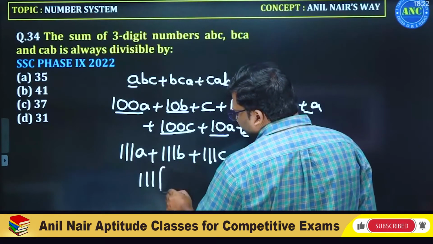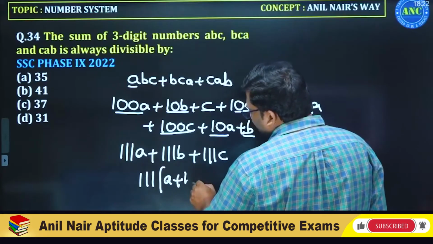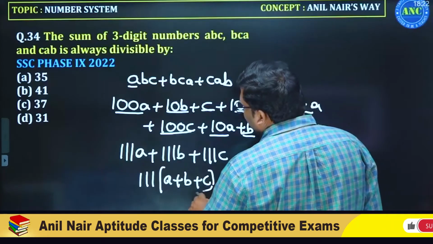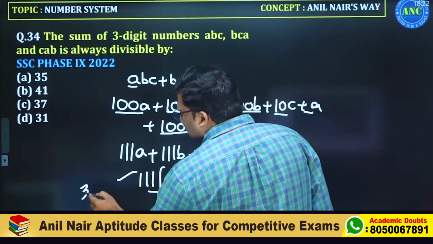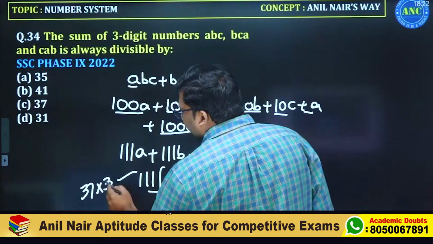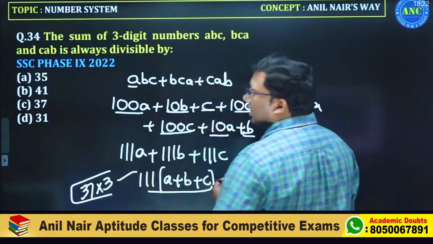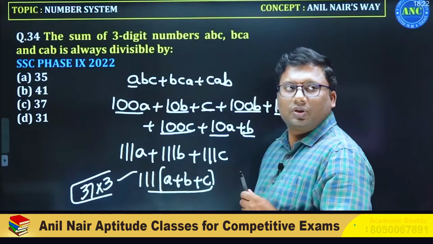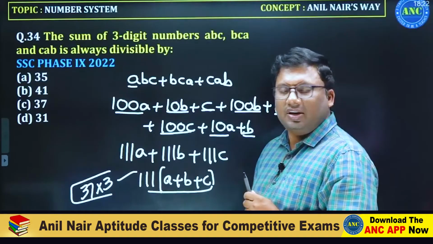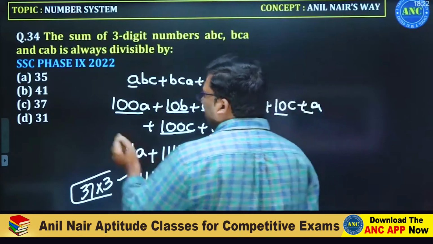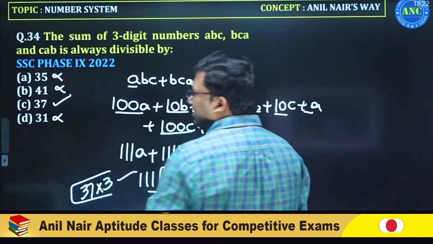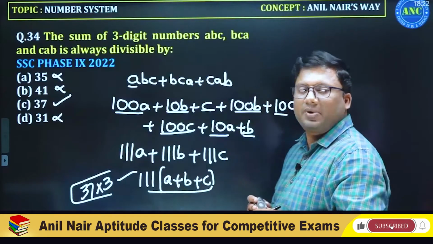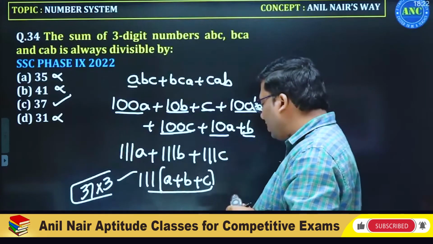111, if I take it common, it is 111 into A plus B plus C. 111 means it is 37 into 3. That means the answer is always divisible by 37. Out of 37 and 3, 37 is already present. Very simple question it is.